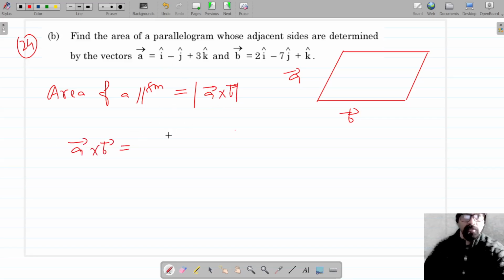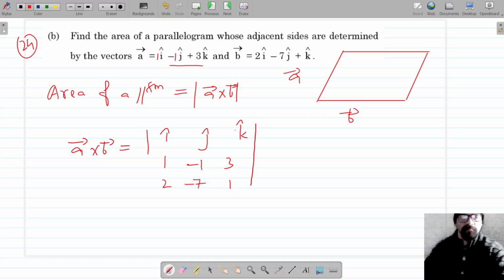So how do we find the cross of two vectors? Let's write down the unit vectors i, j, k, and then the scalar components of A. Scalar components of A are 1, negative 1, and 3. Then for B, 2, negative 7, and 1. So let's evaluate the determinant with signs positive, negative, and positive.